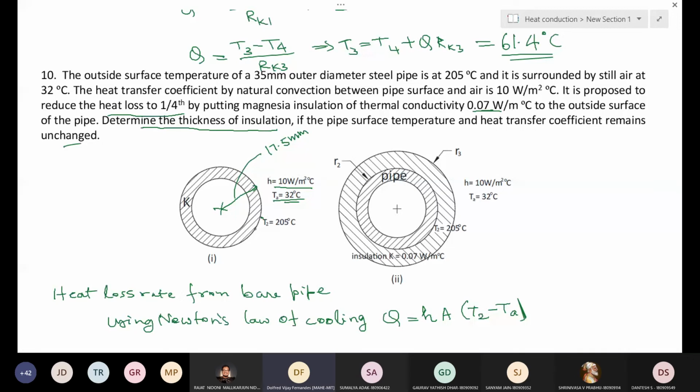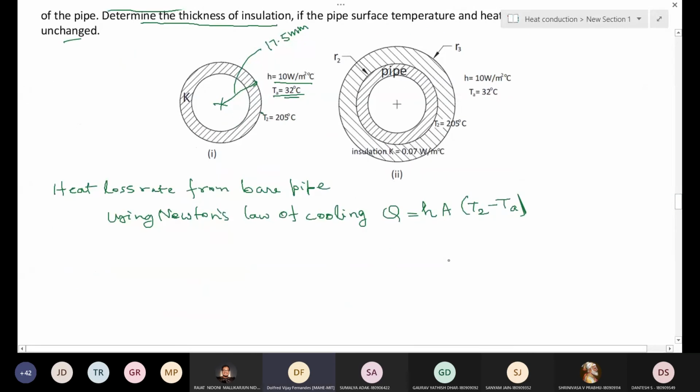Now the second case, when you add a magnesium insulation of thermal conductivity 0.07 watt per meter kelvin. Now we have two resistances. Inside the insulation we have conduction resistance, and the other resistance is the convection resistance. But in the first case, without insulation, we have only one resistance, that is convection resistance.